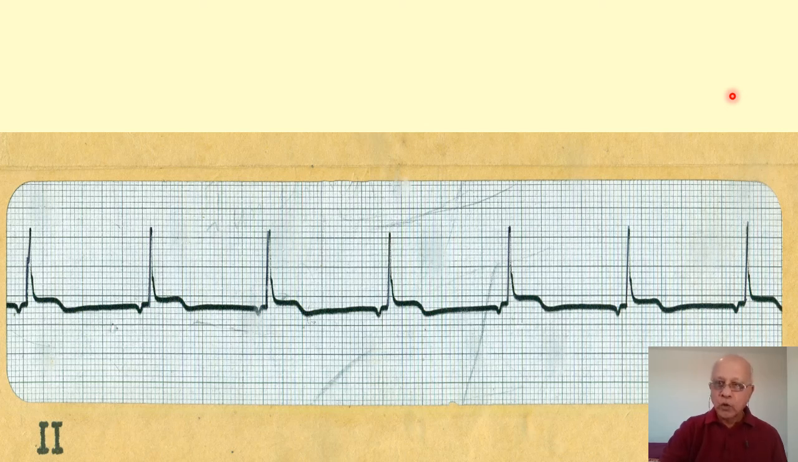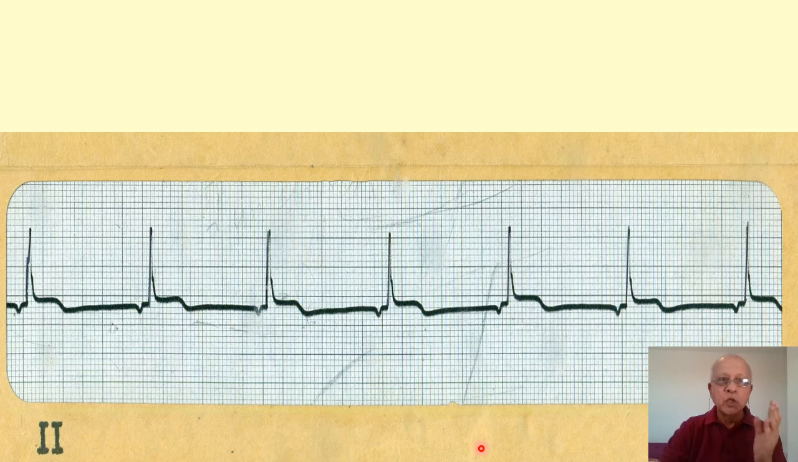So a narrow QRS complex with inverted P waves close to the QRS just before it, at a rate of 50 per minute, indicates what? It indicates a junctional rhythm with a retrograde conduction of the P wave to the atria. Am I clear? Junctional rhythm. This is junctional rhythm with a retrograde conduction of the P waves to the atria.